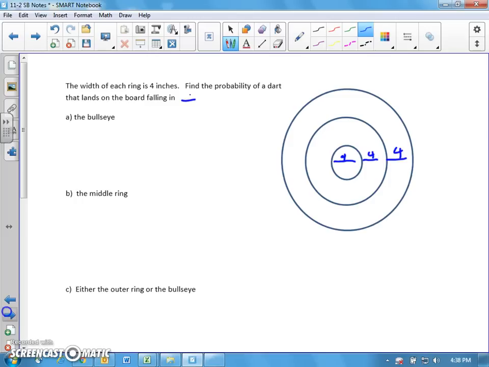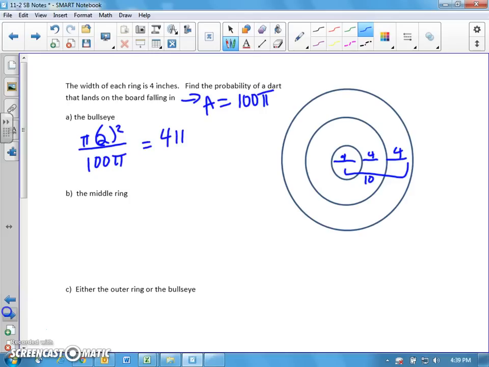To calculate this, we're assuming it lands on the board. So let's find the board to begin with. This would have a radius of 4 plus 4 plus 2, or 10. So my area of the board would be 100 pi. If I want the bullseye, this is going to be pi times that radius squared over my 100 pi. So I get 4 pi over 100 pi, which is 1 over 25.